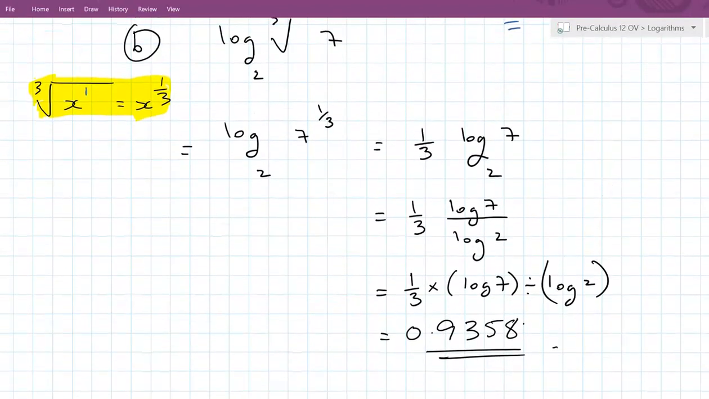You need to know all of those to be able to manipulate and evaluate logarithmic expressions, and of course solve equations.